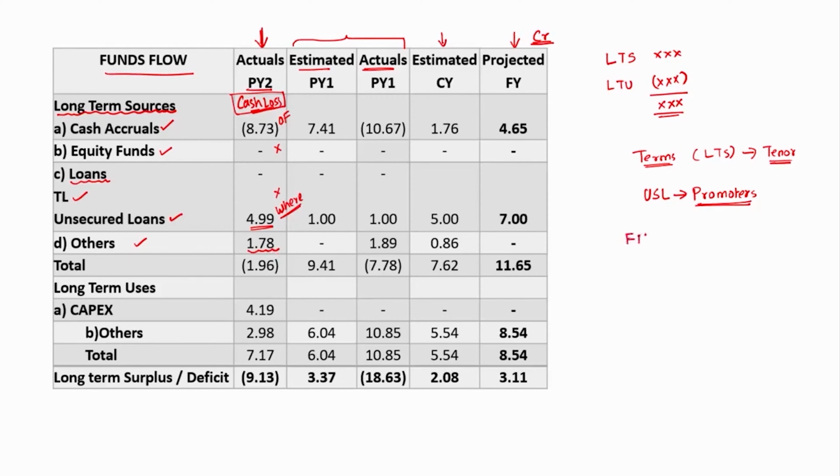See, this fund flow statement will be automatically generated from CMA, that credit monitoring arrangement. When you input all the data, your P&L and balance sheet data, it automatically prepares this fund flow statement. So you should go back and see from where they got this 1.78 crore.